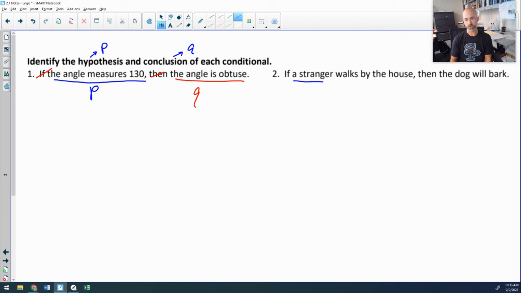So if a stranger walks by the house, there's my condition. If that happens, then the conclusion is the dog will bark. So there is the conclusion. So if P, then Q.